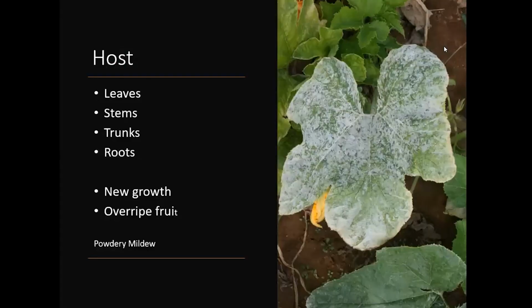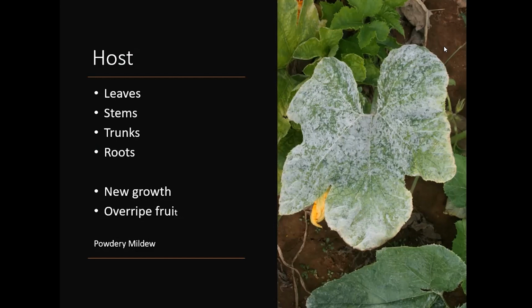So when I say host, I don't just mean the plant itself. We can mean leaves. So some pathogens will only affect leaves. Some will only affect stems, some only trunks. Now we're talking tree fruit, and some will only infect roots. So that susceptible host plant part has got to be there. Sometimes they will only infect new growth.